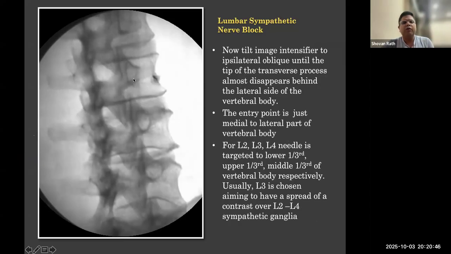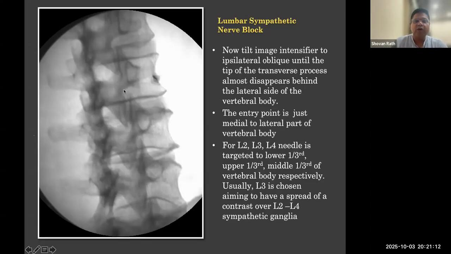So whenever we are going for a lumbar sympathetic block, the first point is you have to make it so much oblique so that the lateral border of the vertebra and the transverse processes are aligned. You can see these are all almost like on a single line. On that point, you have to enter the needle so that it will be touching the lateral border of the vertebra.